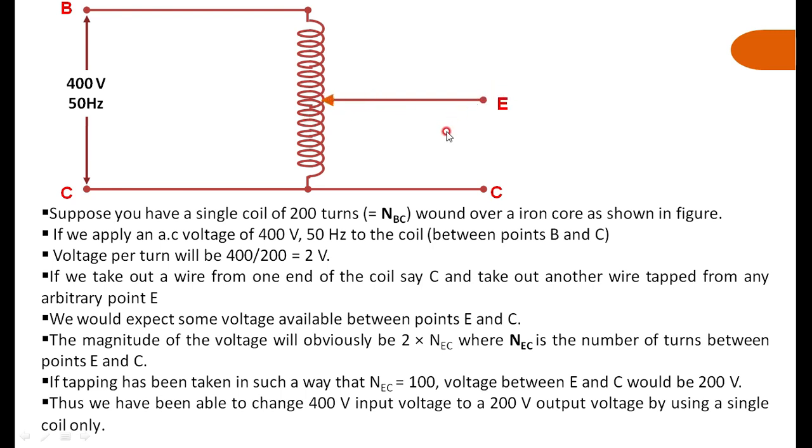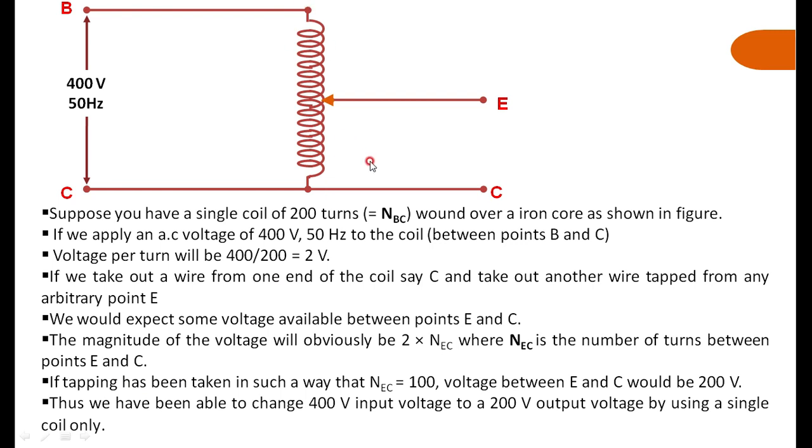Therefore, the voltage available between E and C is equal to N_EC into 2 volts, because each turn has a voltage of 2 volts, and there are N_EC turns between E and C. So the magnitude of the voltage will obviously be 2 into N_EC, where 2 is the volts per turn and N_EC is the number of turns between E and C.